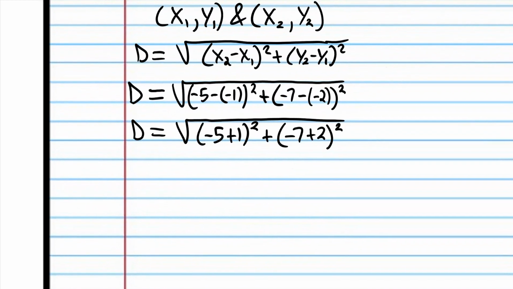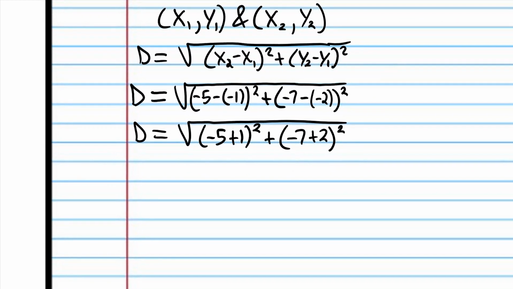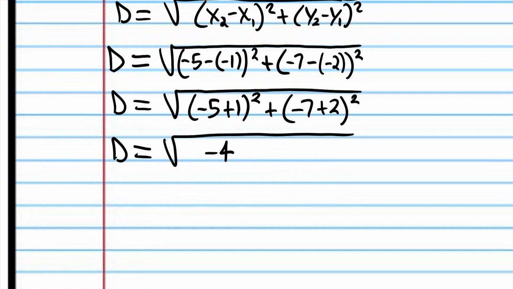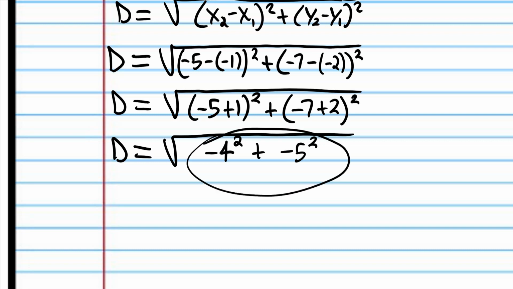So now we got rid of those double negatives. Things are a lot easier now. And we have -5 plus 1 is -4. Now, here we are at another critical point. A lot of students will write -4 squared, and then -7 plus 2 is -5. They'll write these expressions here. These are wrong. Okay?